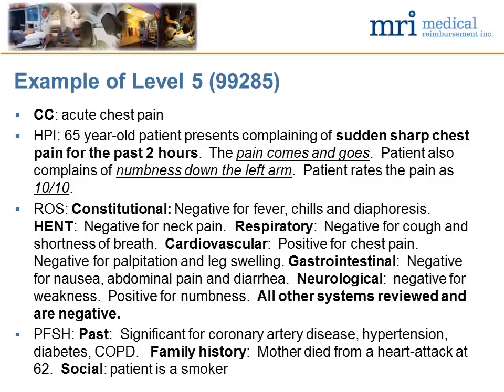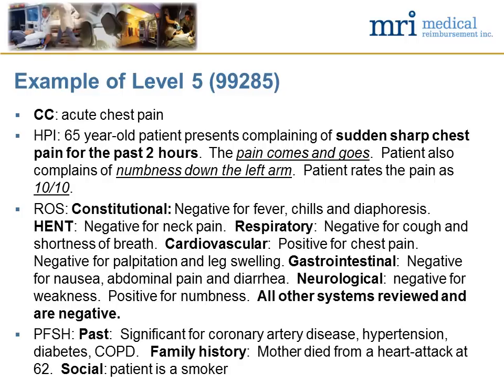A level 5 requires a comprehensive history, which again is an extended HPI, a complete review of systems, and at least 2 of the 3 of the past family social history. In this example, we can get the 4 that we need in our HPI from the first sentence, but we also have more in the HPI if we choose to use those. But sudden sharp chest pain for the past 2 hours, that gives us our 4 things that we need, or we could use pain comes and goes, numbness down the left arm, or pain is 10 out of 10.